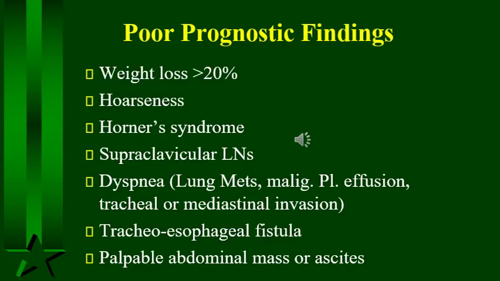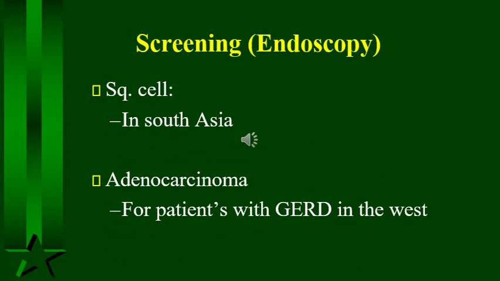The following are poor prognostic signs in patients with cancer esophagus. They indicate advanced disease and that the patient will not benefit from a radical surgery, namely esophagectomy. Palliation is the target in these cases. So, to improve the prognosis, early diagnosis is the main factor.